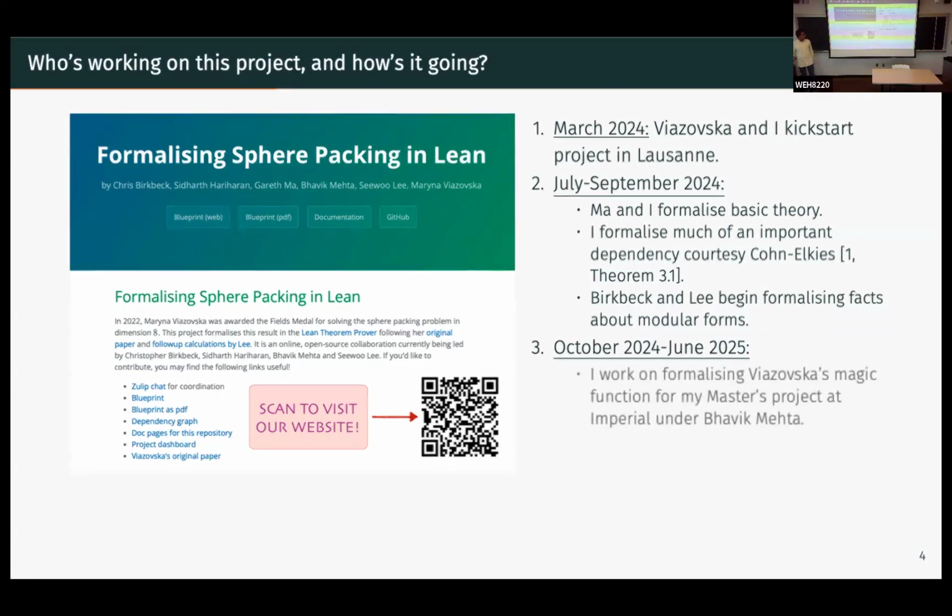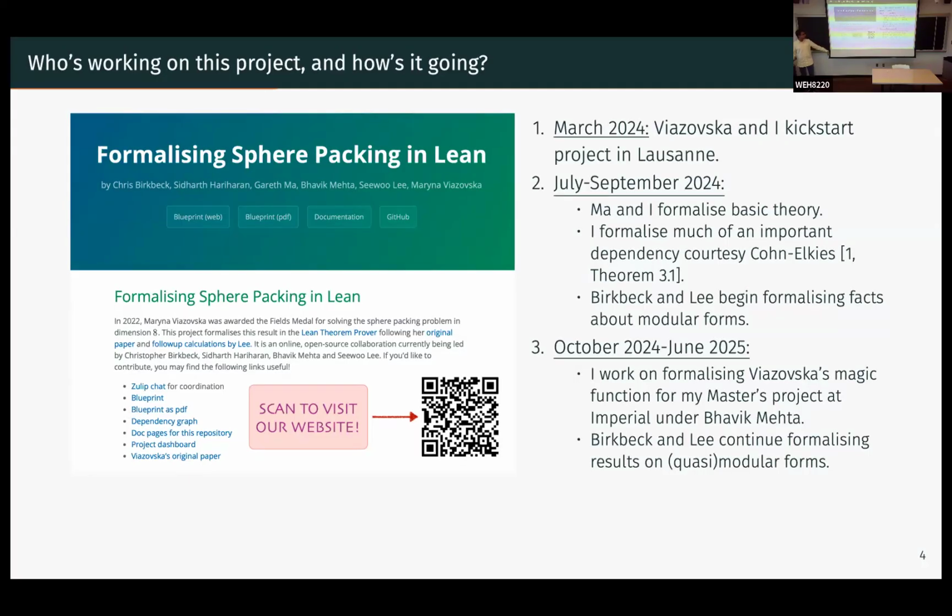From October to June, I worked on constructing the so-called magic function. I will talk about all of these things, but I worked on a very important chunk of this project for my master's thesis. The contents of my master's thesis are precisely, first, an exposition of the mathematics, and second, an overview of the effort that has gone in so far into formalizing that construction. My supervisor was Bhavik Mehta. And Chris and Siu continued formalizing results on modular forms and quasi-modular forms.